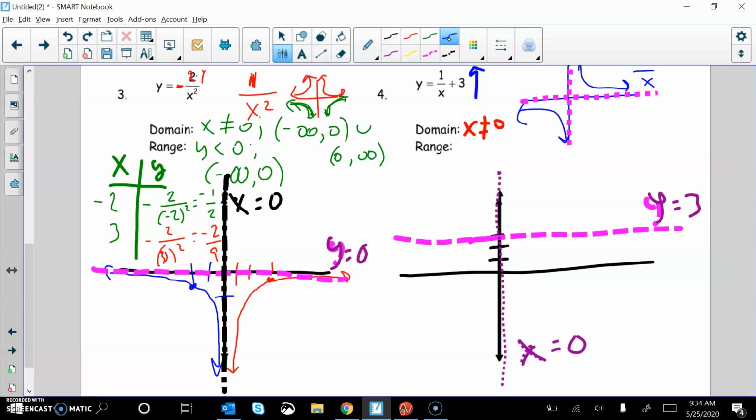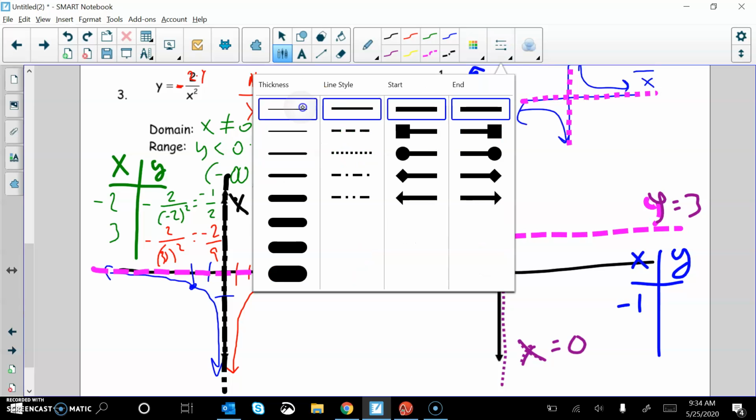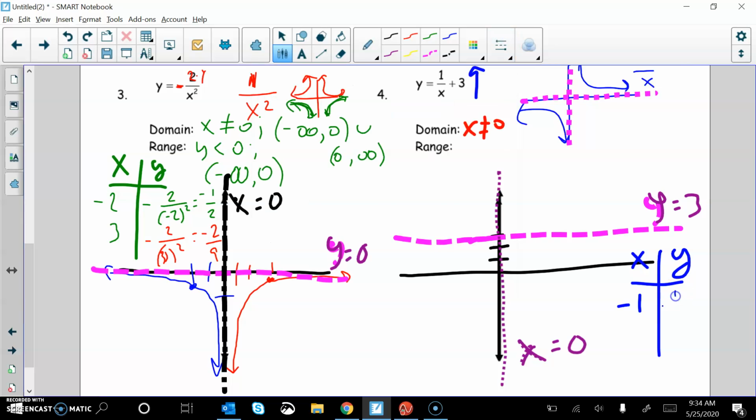All right. Let's pick a point or two on either side of that vertical asymptote. So let's go ahead and plug in. Now let's go -1. Make things a little bit easier. Plug in -1 into the function. We get 1 over -1 plus 3. -1 plus 3 resulting in 2. -1, 2 would be a point.